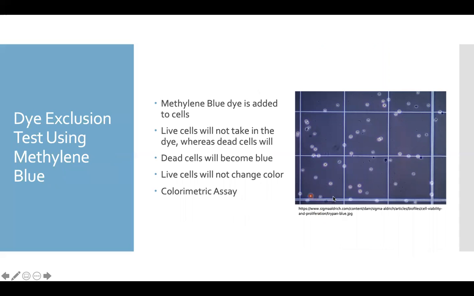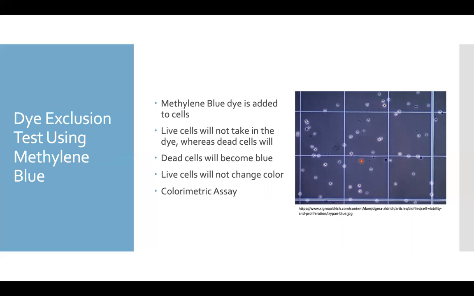Another cell cytotoxicity assay is the dye exclusion test using methylene blue, a synthetic dye. In this assay, the methylene blue is added to cells that have been exposed to the antioxidant. The principle of this assay is that live cells will not take in the dye, whereas dead cells will take in the dye. This is a colorimetric assay, as the dead cells turn blue and the live cells will not change color.